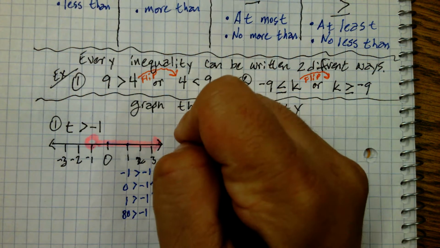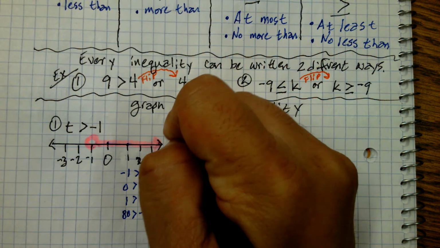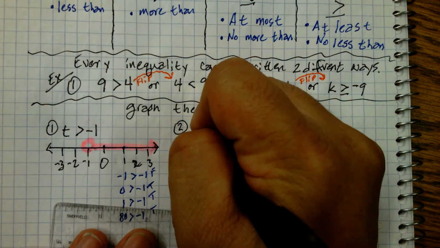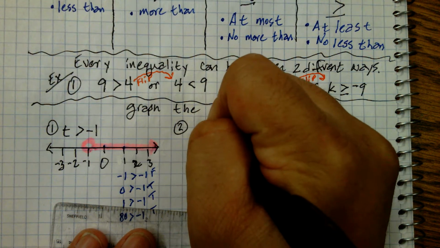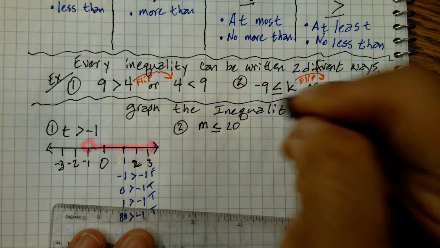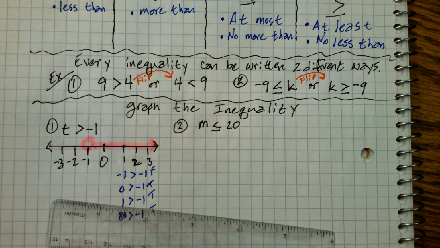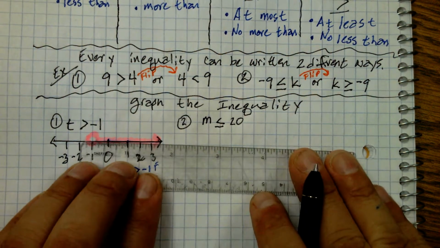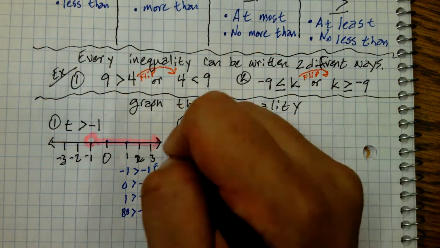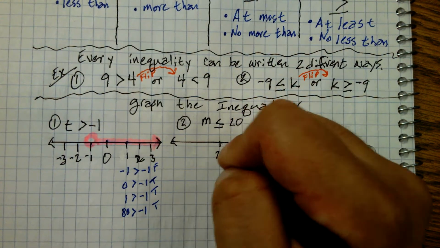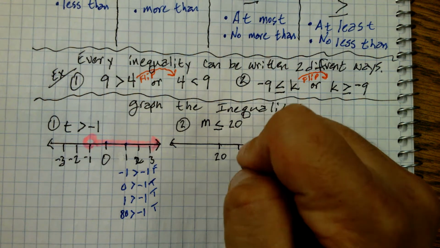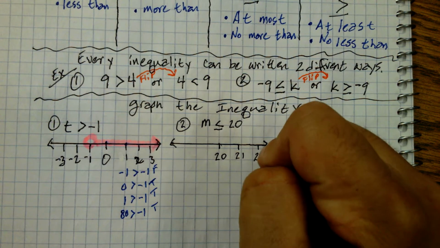All right, let's do another one. Number 2. Let's do one with an equal to. So let's do M is less than or equal to, let's say, 20. That number is a little too big for 0 to be included, so I'm not going to include 0. I'm just going to center this around 20. That's kind of the number of interest. And then this is 21, 22, on to infinity.